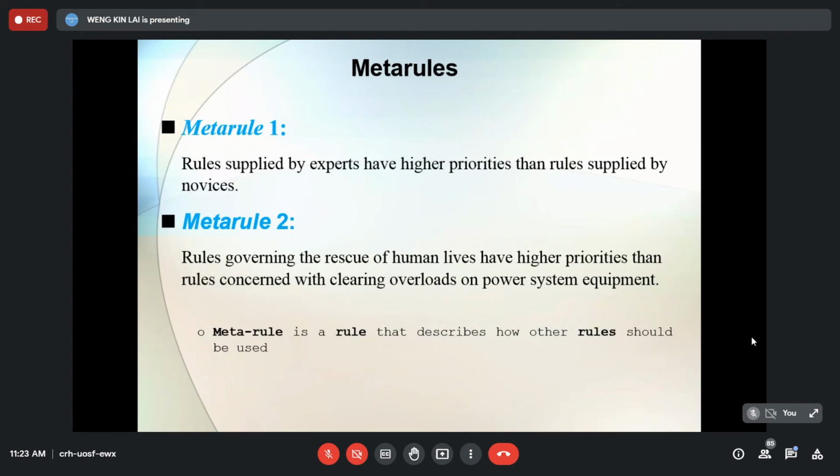This will allow the system to process, especially in the case when the knowledge base contains rules which seem to be in conflict. So this tells you that rules supplied by experts have a higher priority than rules supplied by novices. What do you mean by that? Novices are people who are not so expert.